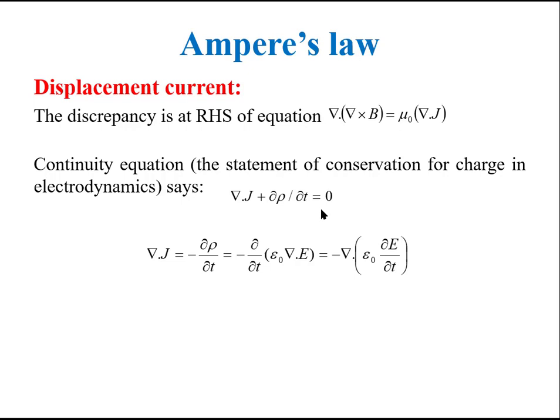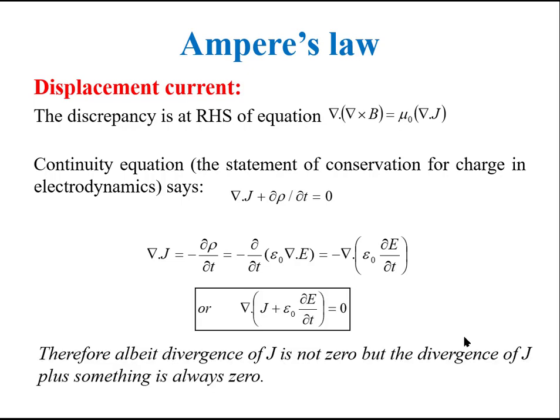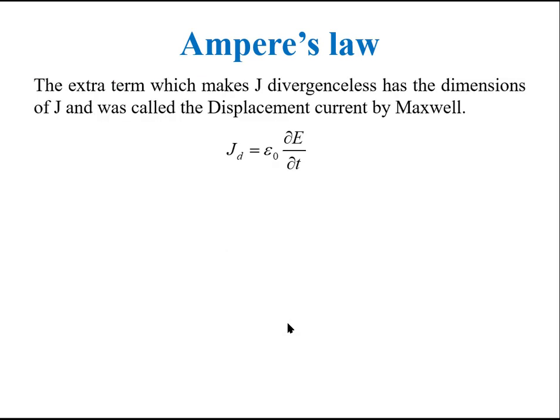Using Gauss's law in differential form, we can replace the charge density with epsilon naught times the divergence of the electric field. And again, the order of differentiation with respect to time and with respect to space can be reversed. This gives this equation. It says that although the divergence of current density is not always zero, the divergence of current density plus something is always zero. This extra term, epsilon naught times del E over del t, which makes J divergenceless, has the dimensions of J, as it is added to the current density.